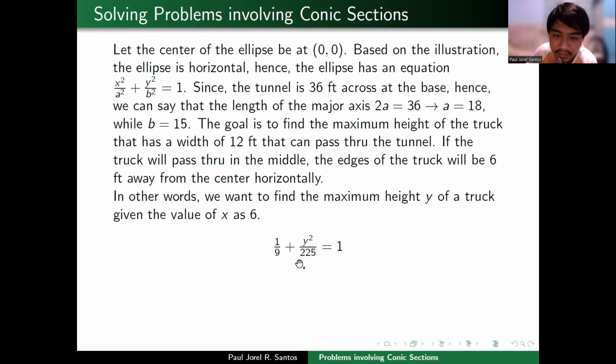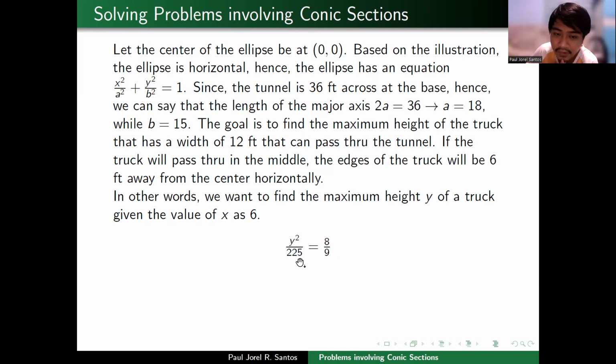Okay? From here, maybe your teacher before told you that this process is what we call transpose, but it is just the addition property of equality. I moved 1 over 9 to the right, so it became negative. So 1 minus 1 over 9, that will be 8 over 9.